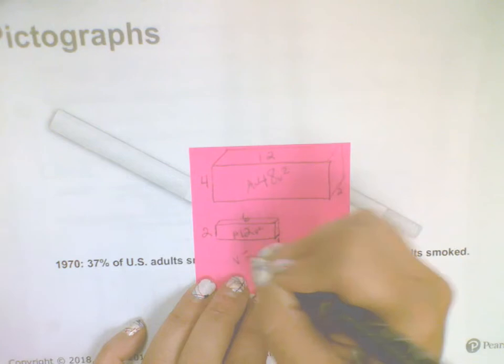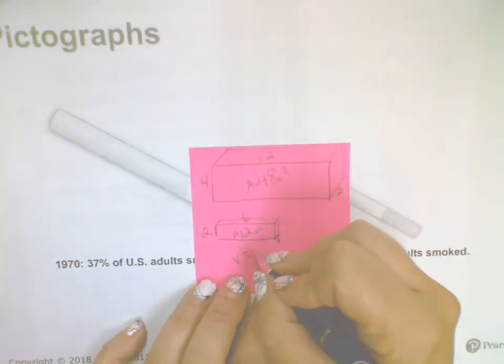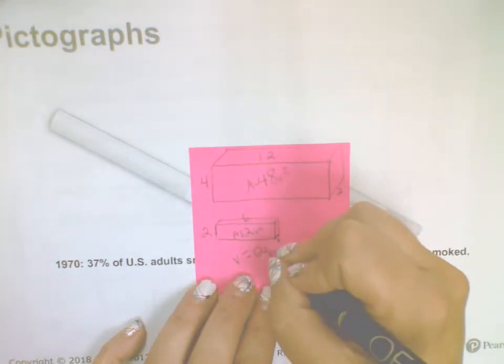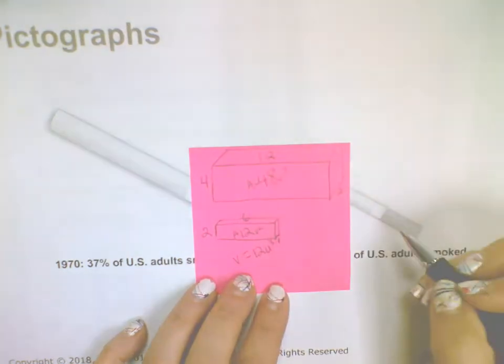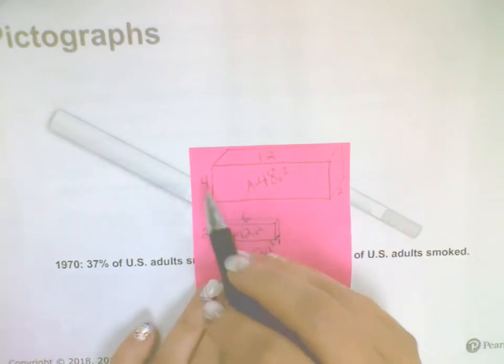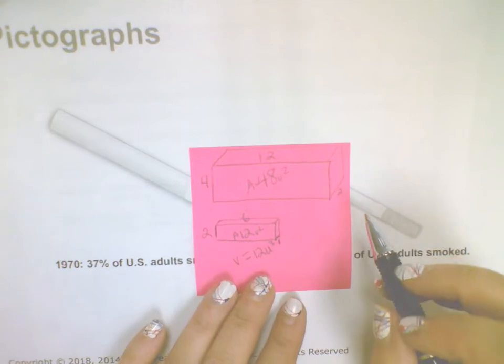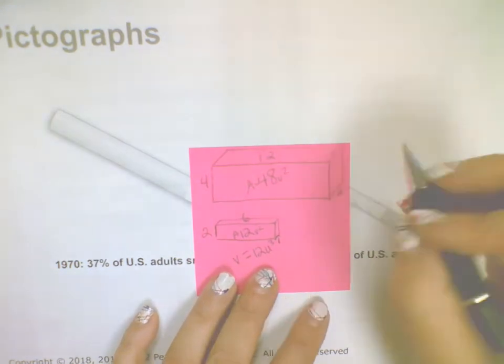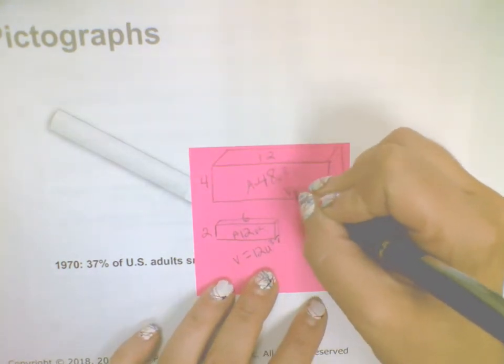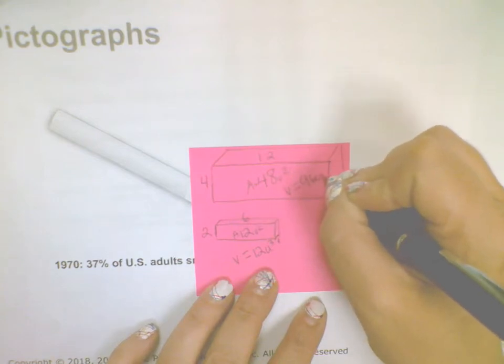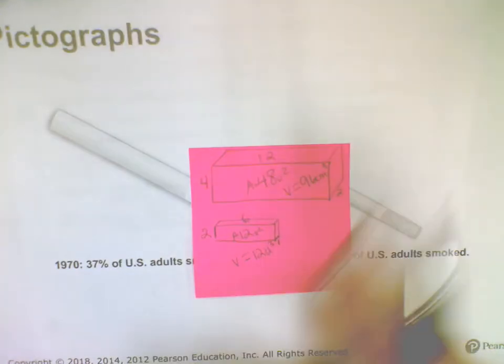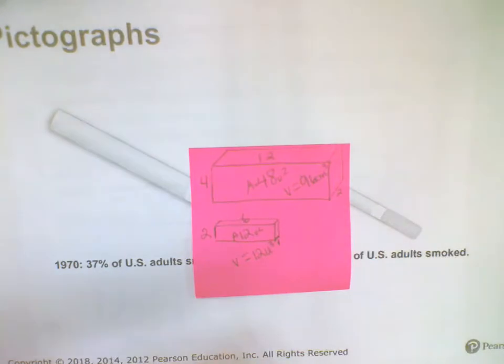The volume here, length times width times height, is 12 cubic units. Here we have 4 times 12 times 2. So what is that, 96? And so now suddenly the scale is increasing. It's off by a lot more.